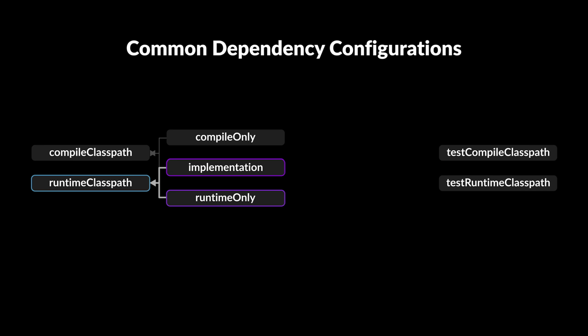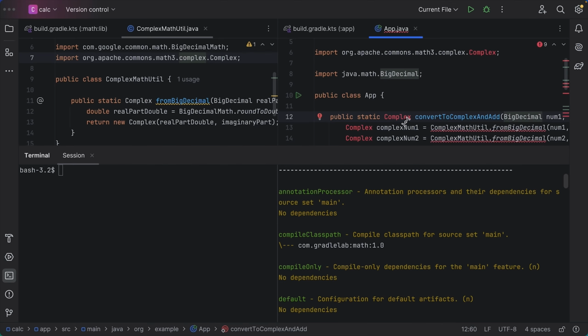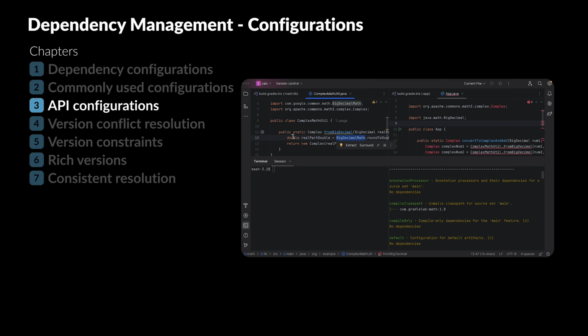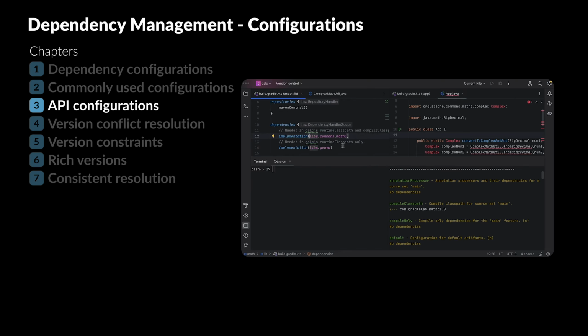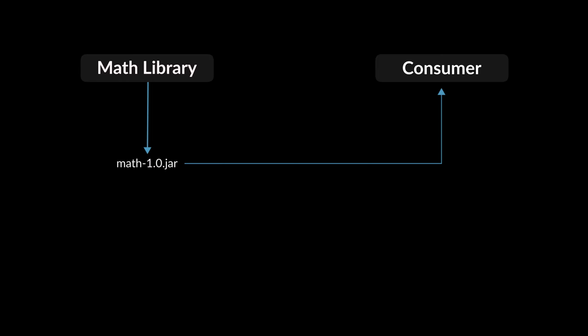In the previous chapter, we learned about common configurations used in Java applications. In this chapter, we will explore additional declarable configurations available in producer projects, like Java libraries, that affect the consumers of that library. The Gradle ecosystem often deals with producers and consumers. An example is a math library that produces a jar file that is published to a repository and is used by a calculator app.